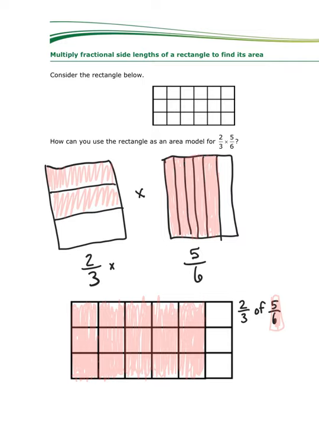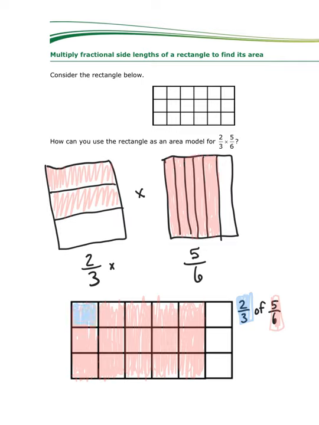So I'm going to take a portion of 5/6. I'm going to take 2 out of every group of 3. So here's 1, 2 out of a group of 3. Here's 1, 2 out of a group of 3. 1, 2 out of this group of 3. 1, 2 out of this group of 3. 1, 2 out of this group of 3.